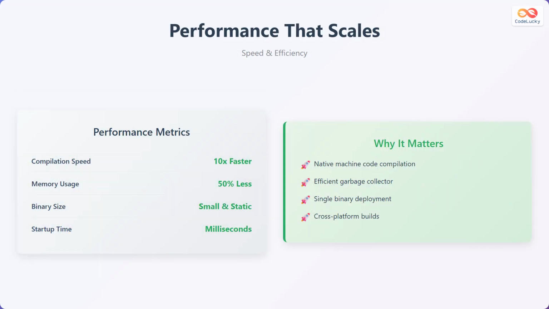Go delivers exceptional performance, making it ideal for demanding applications. Compared to other languages, Go offers compilation speeds that are 10 times faster, memory usage that is reduced by 50%, small and static binary sizes, and startup times measured in milliseconds. These advantages stem from native machine code compilation, an efficient garbage collector, single binary deployment, and cross-platform builds.